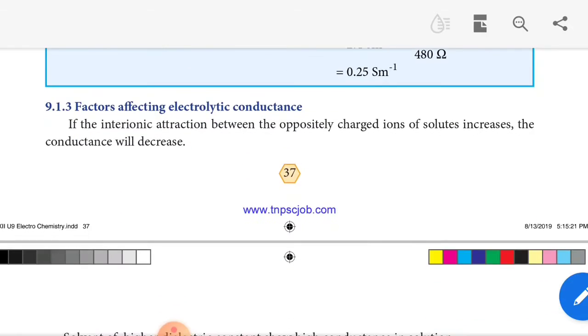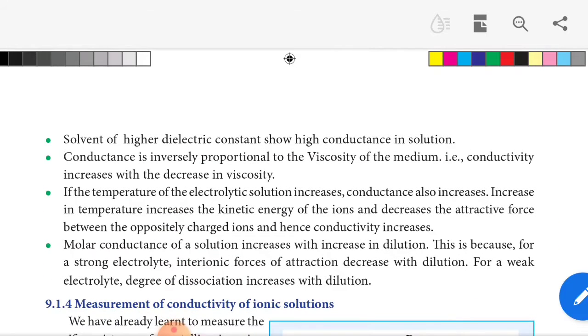The next question it may be asked: what are the factors affecting the electrolytic conductance? It may be asked as a 3 marks or 2 marks question, so it is very important. The first factor: a solvent of higher dielectric constant shows high conductance in a solution. The second: the conductivity increases with the decrease in viscosity. If the temperature of the electrolyte solution increases, the conductance also increases. Increase in temperature increases the kinetic energy of the ions, so the force of attraction between the oppositely charged ions decreases, hence conductivity also increases.